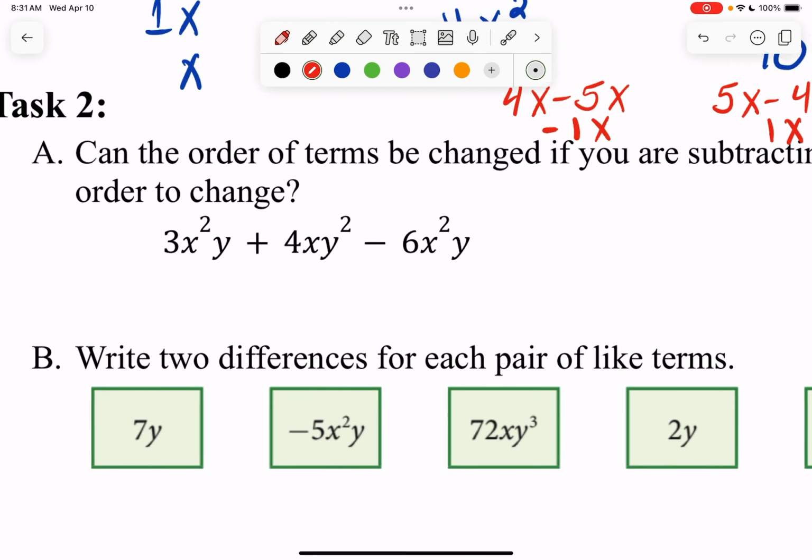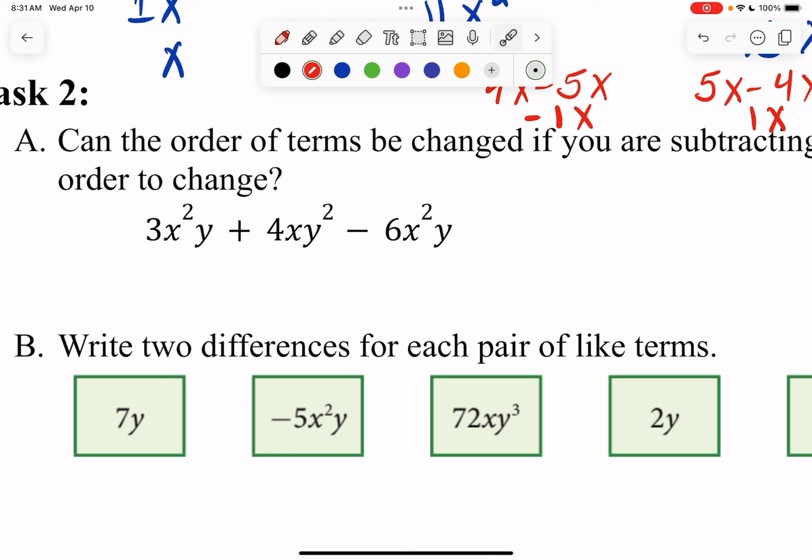If I look at this case, first of all, order of operations tells me I have to do this addition first. But these are not like terms. This is an x to the second y, and this is an xy to the second. These first two are not like terms. But these two are. But I can't reorder them because there's a subtraction.